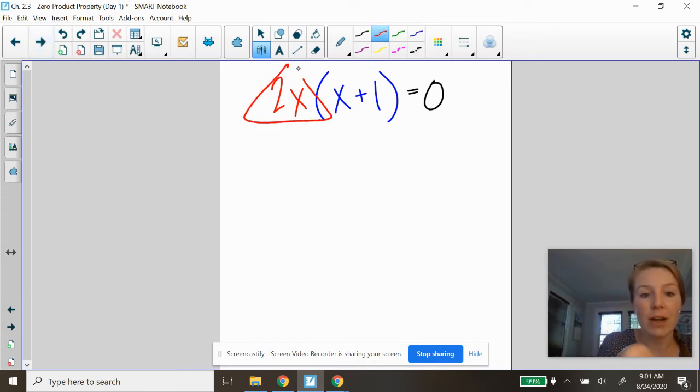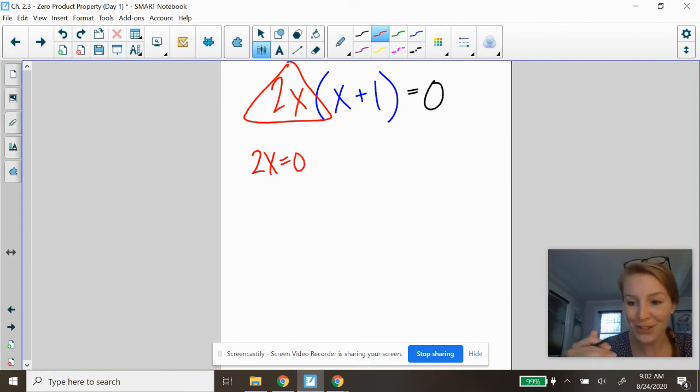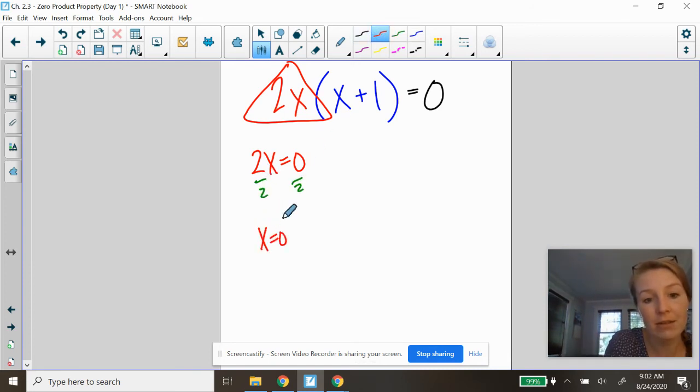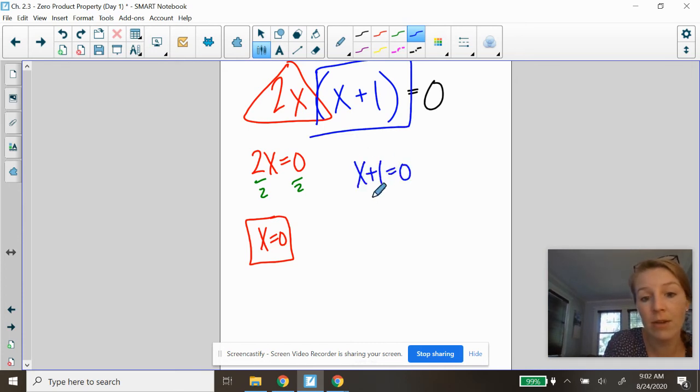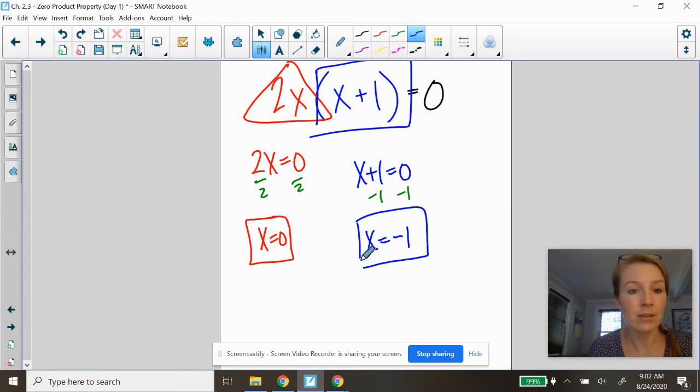Let's focus on our red triangle. 2x can equal 0. Remember, I'm creating equations to help solve my equation. You know how to solve this. We're going to divide both sides by 2. So my answer here for my red triangle is x can be 0 because 0 divided by 2 is 0. So there's one solution. Now for my blue box, x plus 1 can equal 0. So I'm subtracting 1 on both sides, meaning my solution is x equals -1.